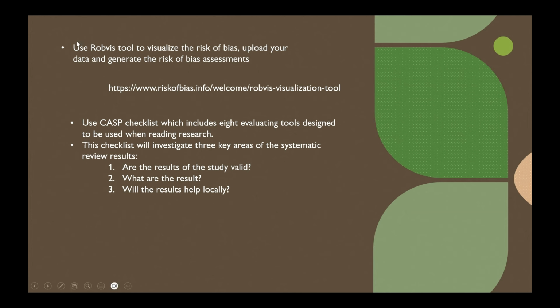So here is another very cool AI tool that allows you to visualize the risk of bias. I will share the link of this tool in the description below. In this tool, you have to upload your data and generate the risk of bias assessment diagram. You can also use the checklist called CASP checklist. This checklist will investigate three key areas of the systematic review: are the results of the study valid, what are the results, and will the results help locally.